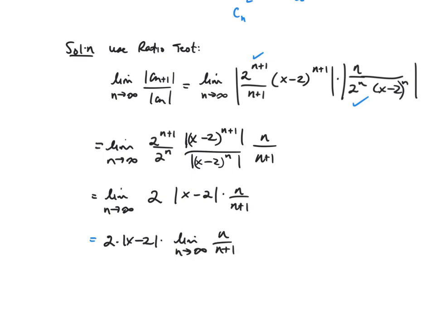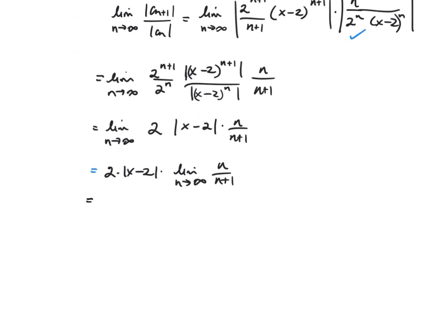And again here, for this limit, you can either divide top and bottom by n to find it, or you can look at it as the ratio of leading coefficients of a polynomial of degree 1 over a polynomial of degree 1. But that limit equals 1. So you get 2 times x minus 2 times 1.